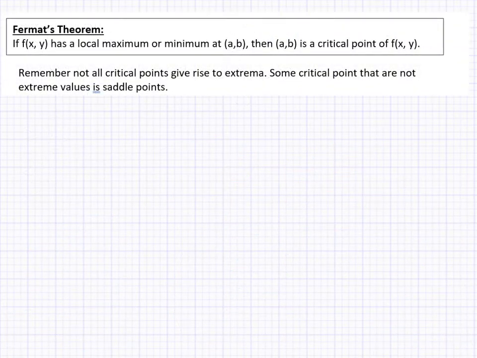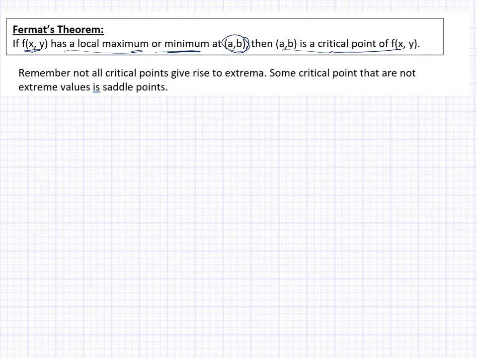All right, then we bring up Fermat's theorem, which really looks a lot like the theorem we had back in Calc 1. It says if a function has a local maximum or minimum at a particular domain value, (a, b), then (a, b) had to have been a critical point. What this does not say is that all critical points will give you a maximum or minimum, but what it tells you is that the only places you could possibly have a maximum or minimum would be at critical points, which is the same thing you said back in Calc 1.